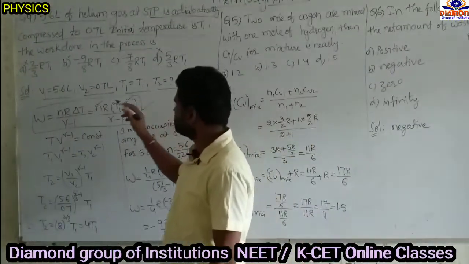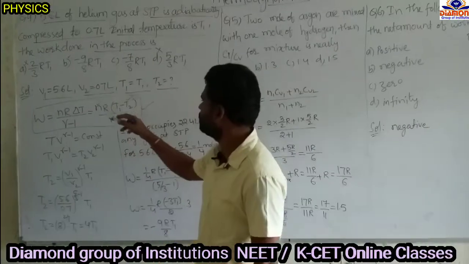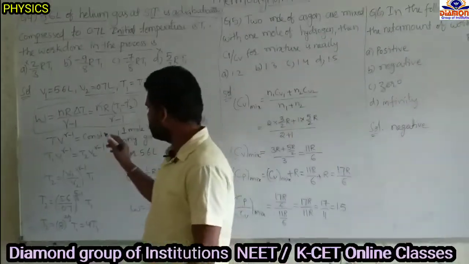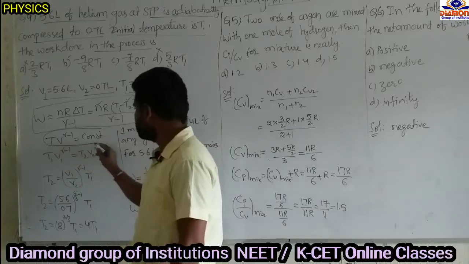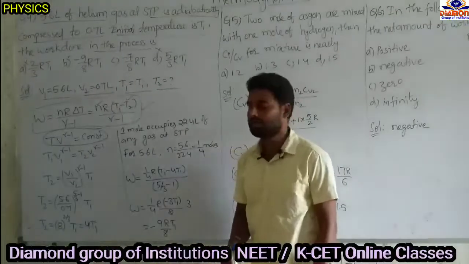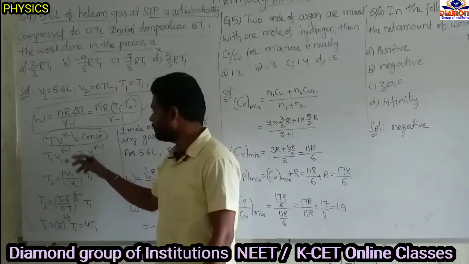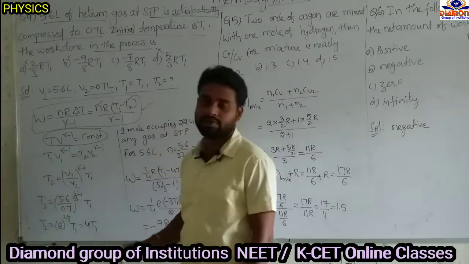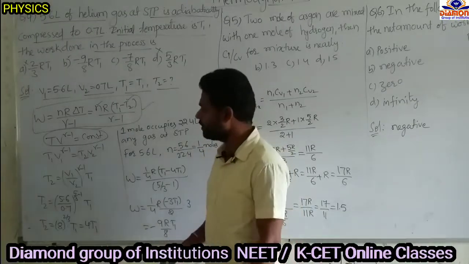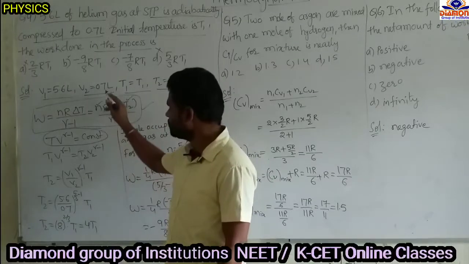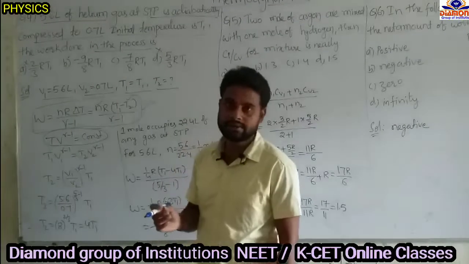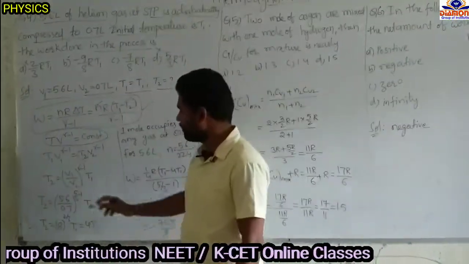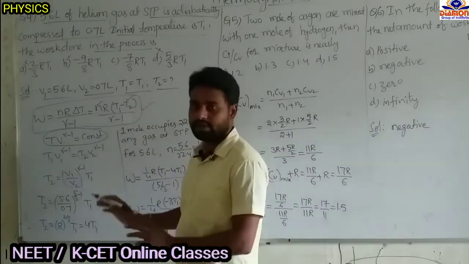From the adiabatic process, the initial and final volumes we know, the initial temperature we know, and the final temperature we have to find. Already in the previous problem we found how to find the final temperature. T into V power gamma minus 1 equal to constant. By using this we can write T1 V1 power gamma minus 1 equal to T2 V2 power gamma minus 1. I have to find the final temperature, so T2 equal to (V1 by V2) power gamma minus 1 into T1. V1 value is 5.6, V2 value is 0.7, power gamma minus 1. The gas is helium, monoatomic, gamma value is 5/3. So power 5/3 minus 1, into T1.